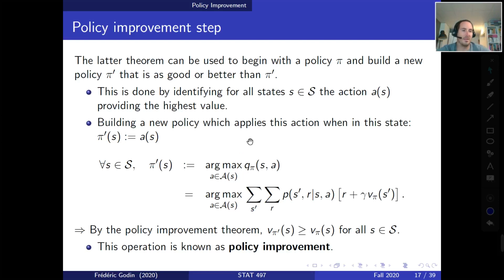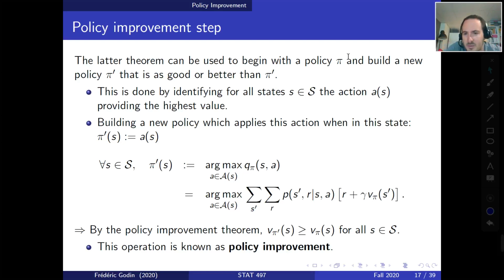Okay, so this is words, but now we can explain in equations how we do that. If we have a policy pi, then we can compute v pi and q pi associated with this policy. In practice, as we said, we might not be able to compute it exactly, but we can have a very good approximation of it.